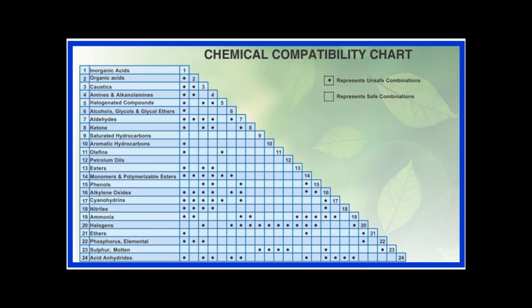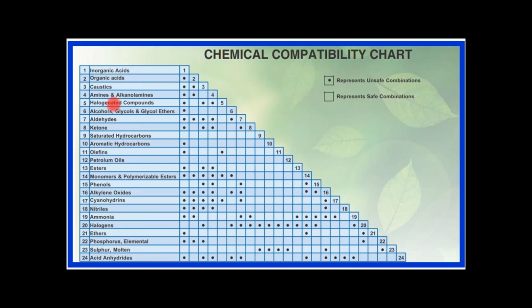Now in the previous slides we have discussed compatibility and incompatibility. Now this chart clearly gives you the idea of which group of chemicals is compatible with which other group. For example, if you observe this first one, this is inorganic acid, so that should be stored in isolation. Then the second one is organic acid, so this dot and number is second.